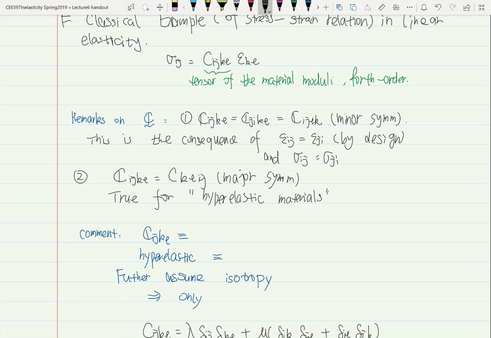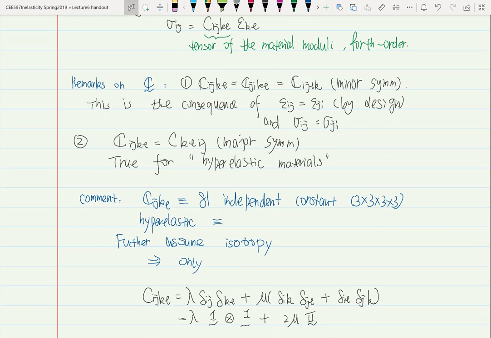And then based on these two remarks, we could further investigate this particular material moduli. First, without anything, we have this fourth order tensor Cijkl, and because we have ijkl, 4 different indices here, in total it would have 81 independent constants, right? So it's just 3 by 3 by 3 by 3, okay? And by hyperelastic, we could further reduce it to 21 independent constants, which is good, right?